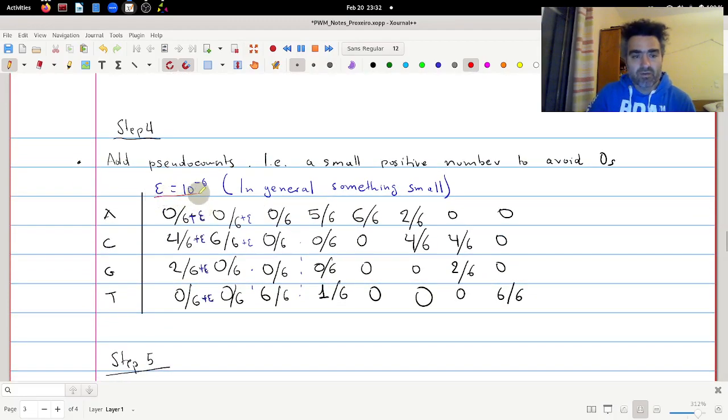So we add what is called a pseudo count. A pseudo count is just a small positive number in order to avoid having complete zeros here. An example is 10 to the minus 6; 10 to the minus 4 is another option, or 10 to the minus 8. It doesn't matter so much, just a small number. Then we will have here 0 plus 10 to the minus 6, 4/6 plus 10 to the minus 6, and so on and so forth. We will do that for every cell here, so after this operation we will have no zeros.